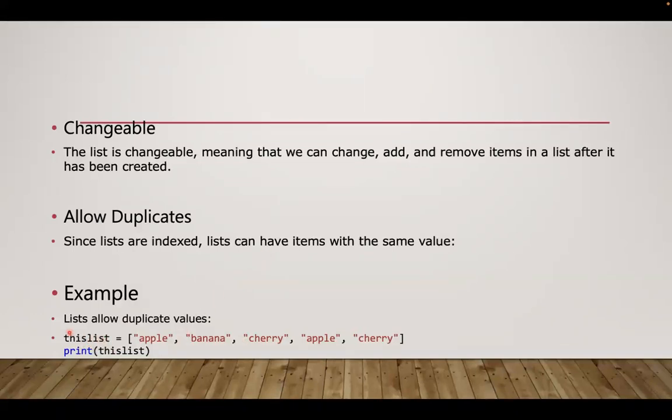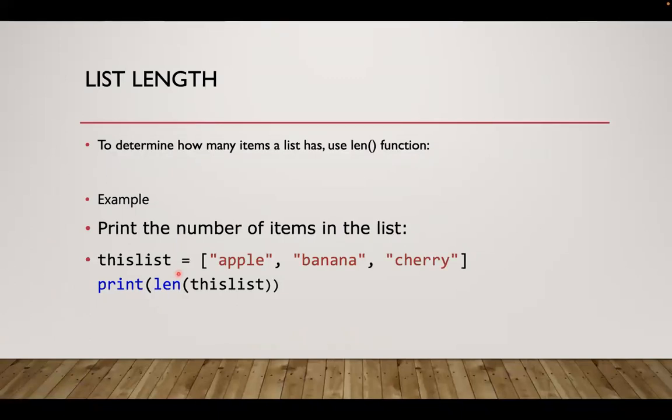So this is what we mean that in this list, apple, banana, cherry, apple, cherry, is going to print exactly the way you wrote it. It's not going to say, because apple appears two times, I will print it only one time. No. We can also determine the length of a list.